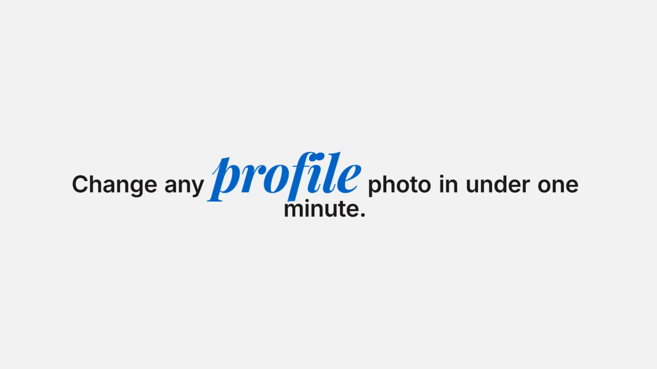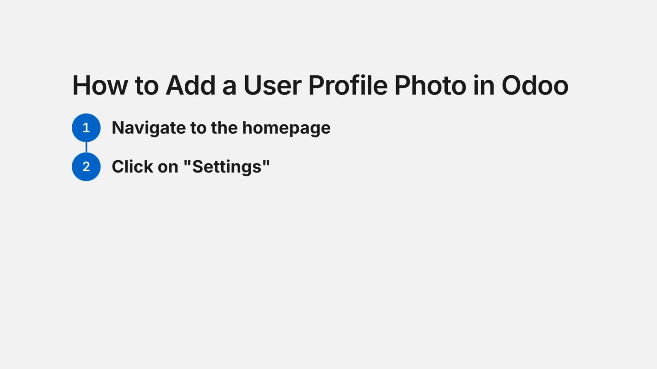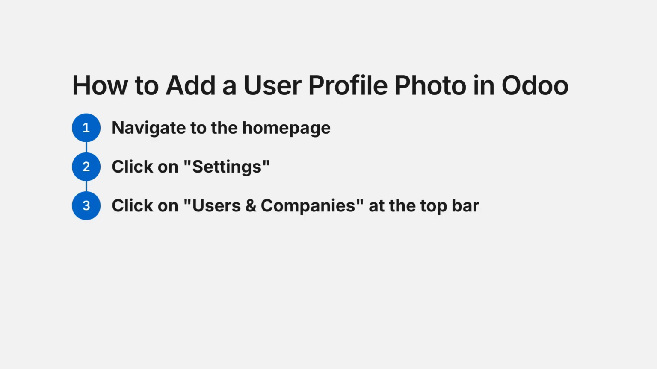Tired of seeing the same gray placeholder for every Odoo user? Change any profile photo in under 1 minute. We'll open Settings, go to Users and Companies, pick a user, upload a photo, and save. Then refresh to see the new avatar.